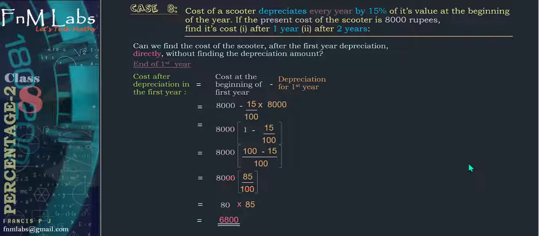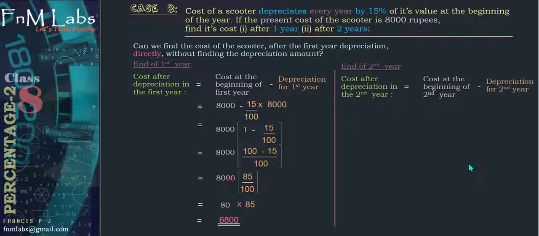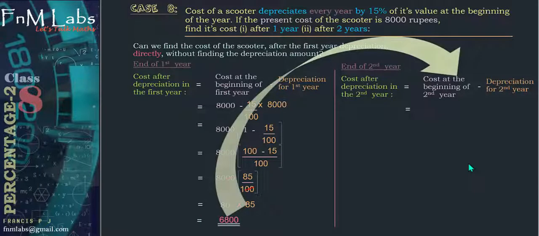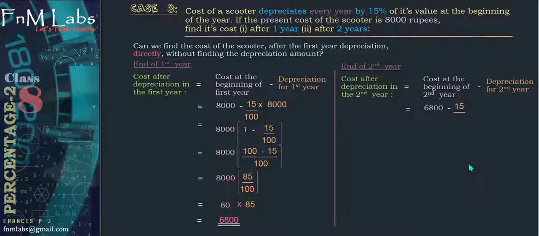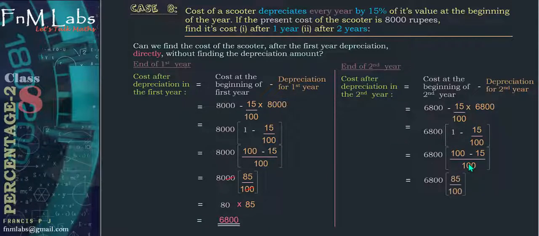separately. In the same manner, we can calculate the depreciated cost of the scooter after the second year without finding the depreciation amount. We have cost after depreciation is equal to cost at the beginning of second year minus depreciation for second year. So that becomes equal to 6,800 minus 15 by 100 times 6,800. We are using 6,800 here, which is the cost of the scooter at the beginning of second year. Calculating in the same way, we get the cost of the scooter after second year depreciation amounts to 5,780.